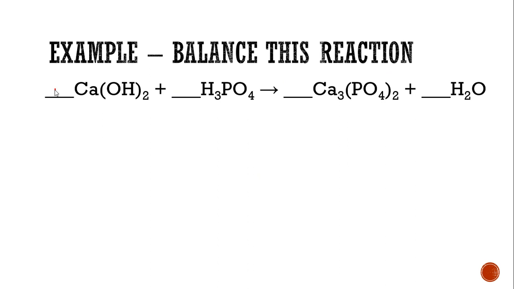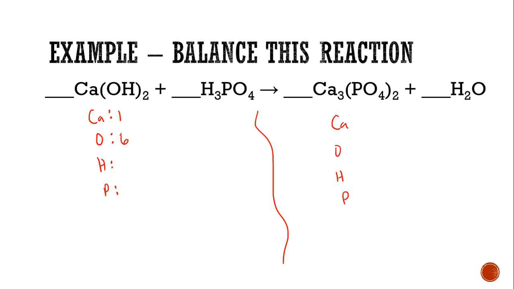This one looks a little bit harder, but again, we're going to focus on the same things. Here I'm going to list the elements that I have: calcium, oxygen, hydrogen, and phosphorus. We're going to still list each element that we have on each side. So notice here I have 1 calcium. I have 2 oxygen from here, plus my 4 gives me 6 total oxygen. My hydrogen, I have 2 from here, plus 3 gives me 5 hydrogen. And then my 1 phosphorus.